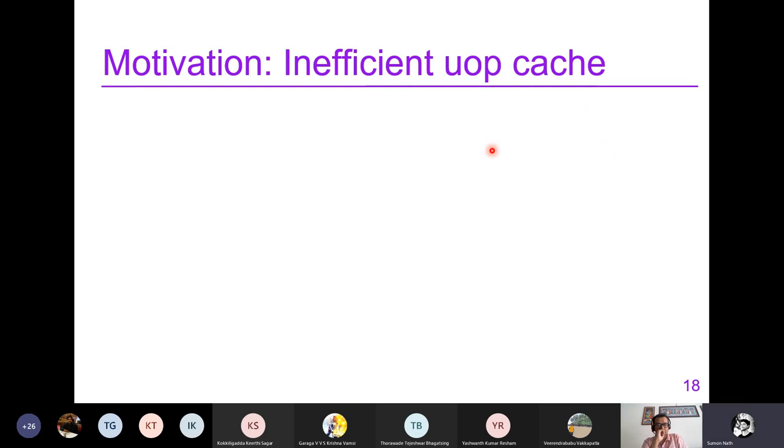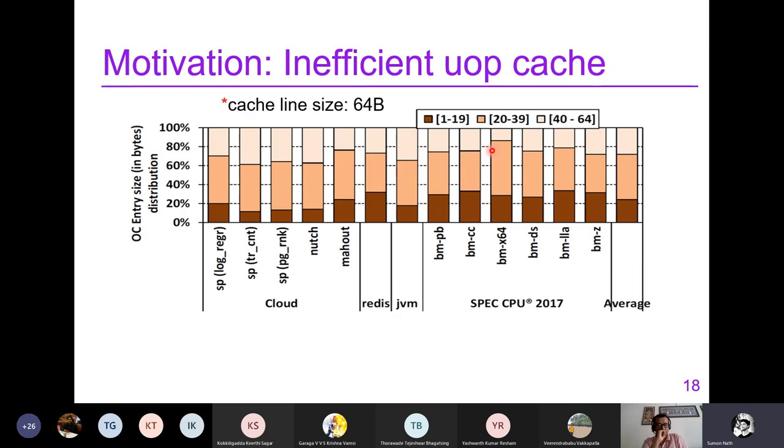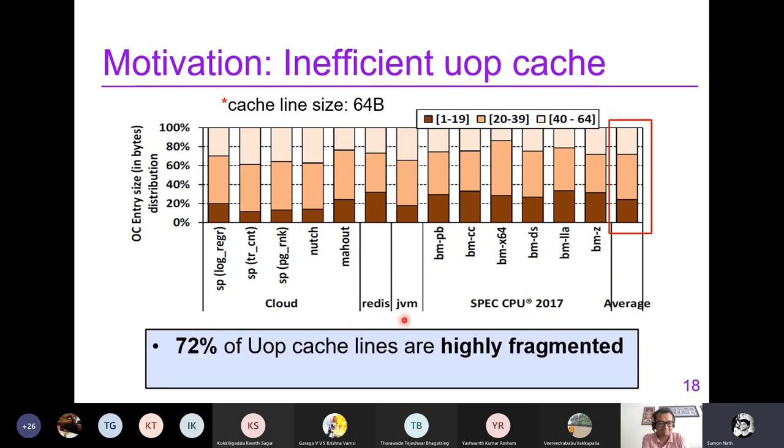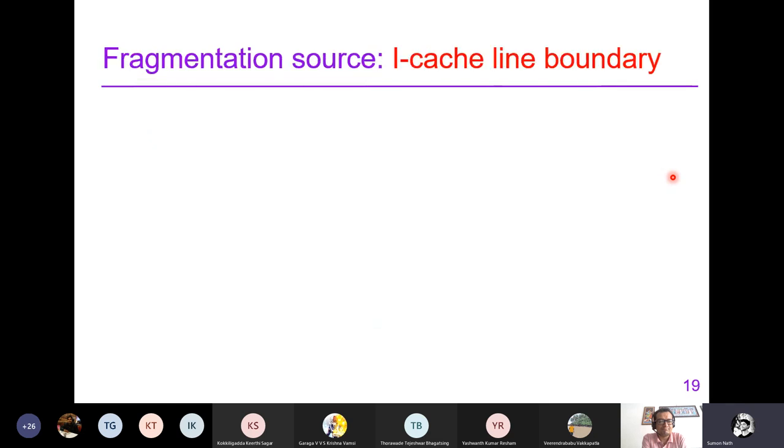So before trying to optimize the cache, we need to find the inefficiencies of the current design. This is basically the motivation. Note that the micro op cache line size is 64 bytes, and we saw that not every micro op cache entry fits the whole cache line. From this plot, we can see that about 72% of the micro op cache lines are highly fragmented, that is, the micro op cache entries are less than 40 bytes in size. The main reason for this is the termination conditions that we saw. So let's discuss more about these termination conditions.